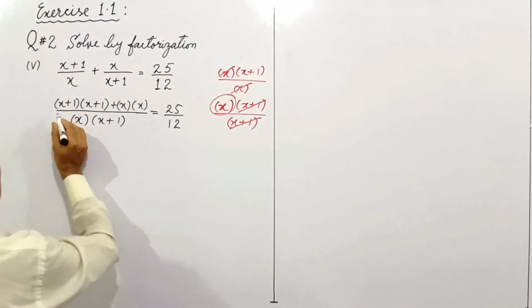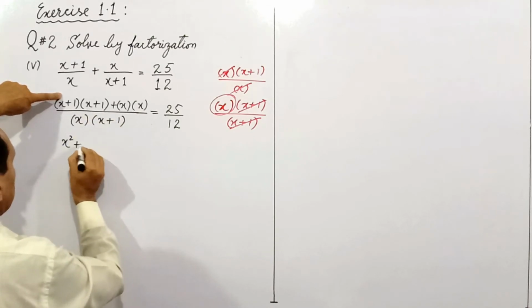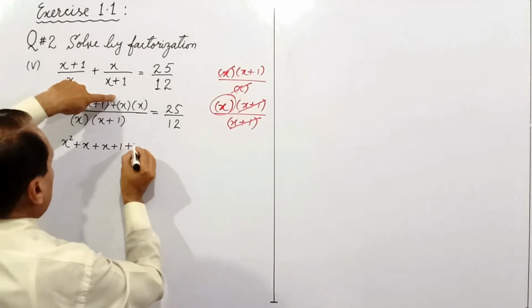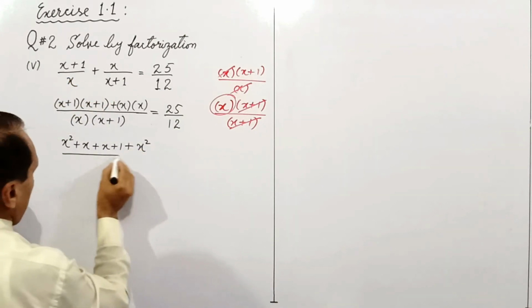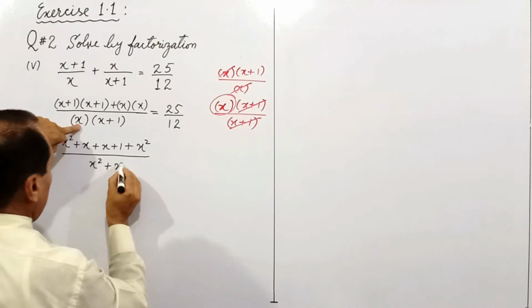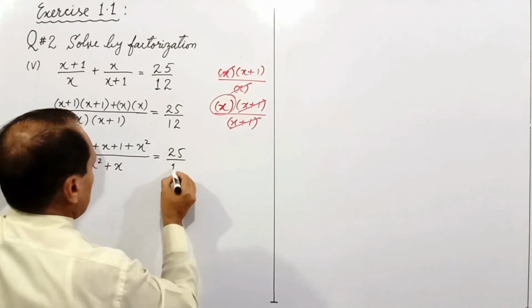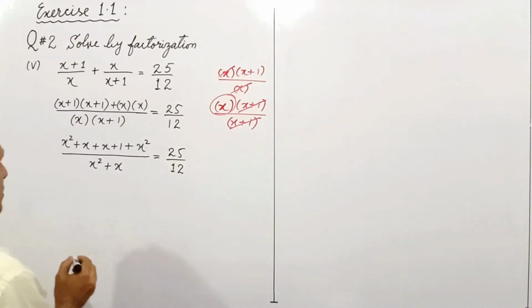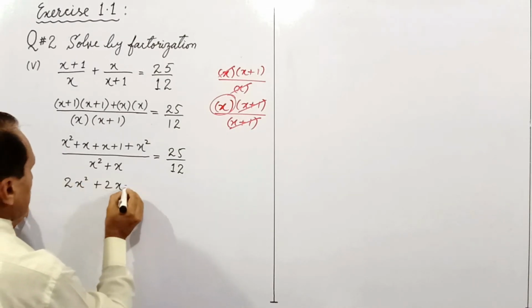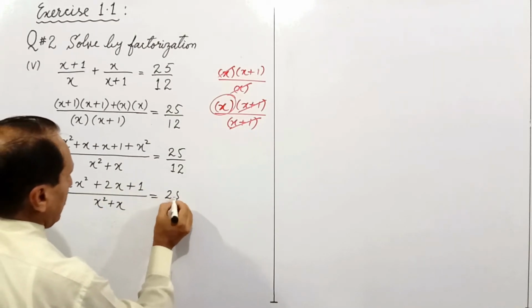Now we simplify the left hand side. We multiply x into x, we get x square. x into 1, we get x. 1 into x, we have x. 1 into 1, we have plus 1. And x into x, we have x square. In the denominator, x into x is x square, and x into 1 is equal to x, and we find the product for the denominator. 25 over 12, we carry the right hand side. Further we simplify: 2x square plus 2x plus 1 divided by x square plus x is equal to 25 over 12.